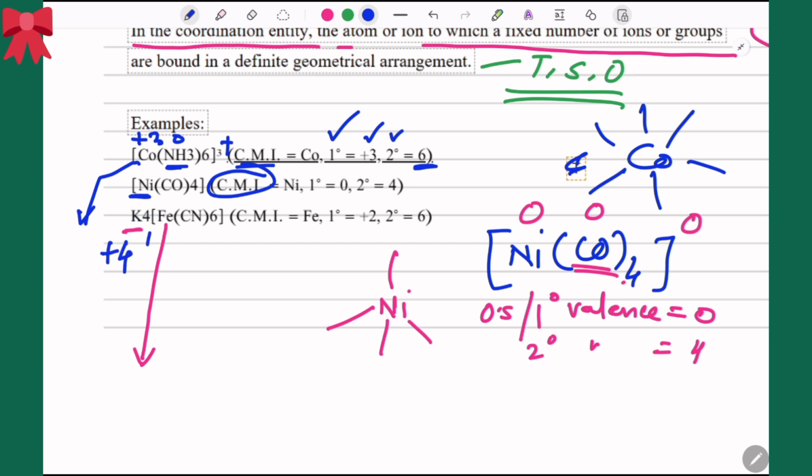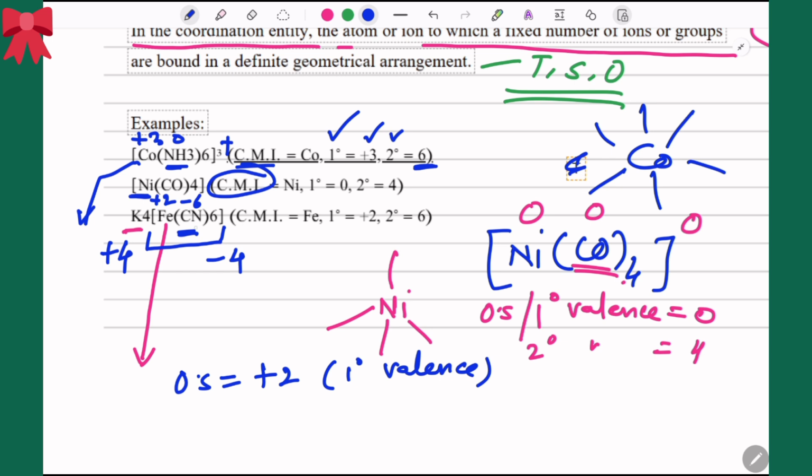So the entire charge on this [Fe(CN)6] will be how much? -4. Cyanide's charge is how much? -1. So -1 into 6 is -6. The charge on iron is going to be +2, right? I'm a little fast in this, but I'm sure by practice you will be able to do that. So the charge on iron is +2. So the oxidation state of iron is +2. That is nothing but the primary valency. Then we go to the secondary valency. Of course, cyanide is a monodentate ligand, so it is going to be connected by 6 bonds. So the secondary valency is going to be 6.